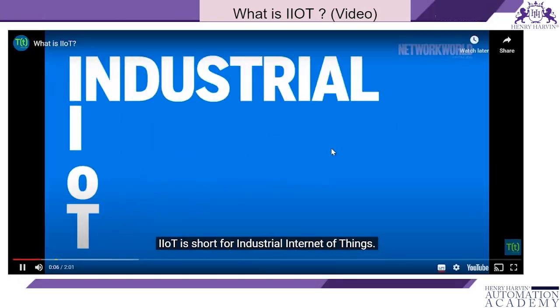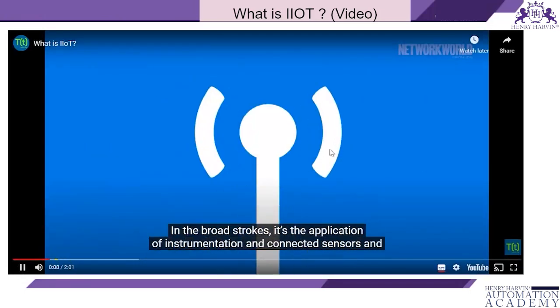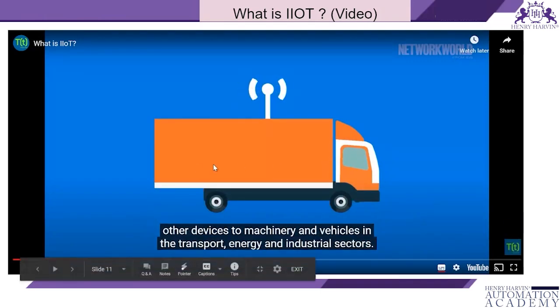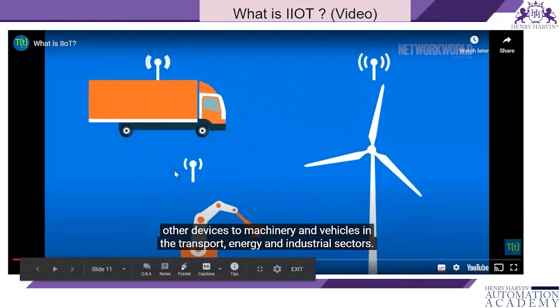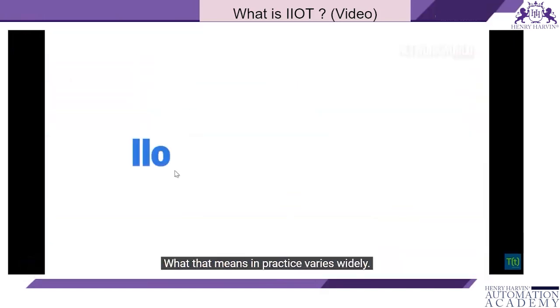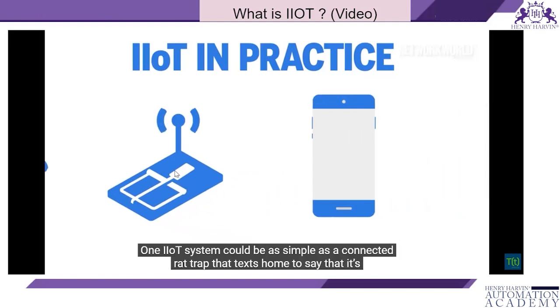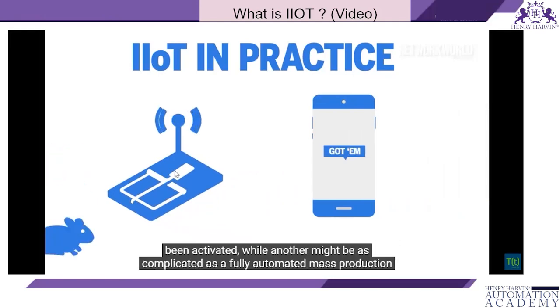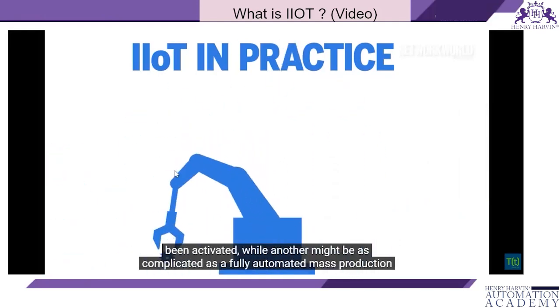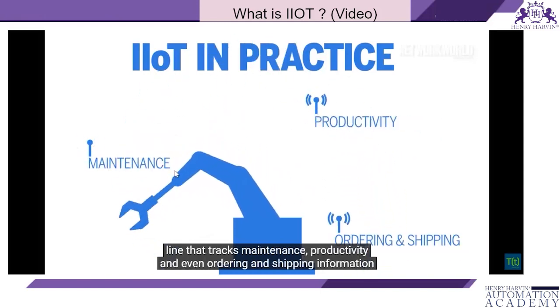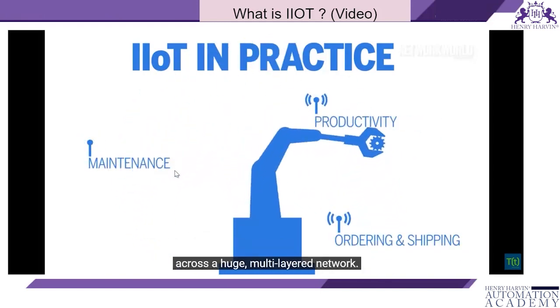IIoT is short for Industrial Internet of Things. In broad strokes, it's the application of instrumentation, connected sensors, and other devices to machinery and vehicles in the transport, energy, and industrial sectors. What that means in practice varies widely. One IIoT system could be as simple as a connected rat trap that texts home to say that it's been activated, while another might be as complicated as a fully automated mass production line that tracks maintenance, productivity, and even ordering and shipping information across a huge, multi-layered network.